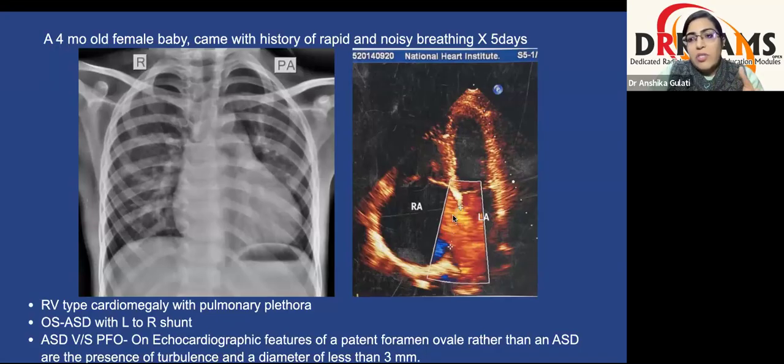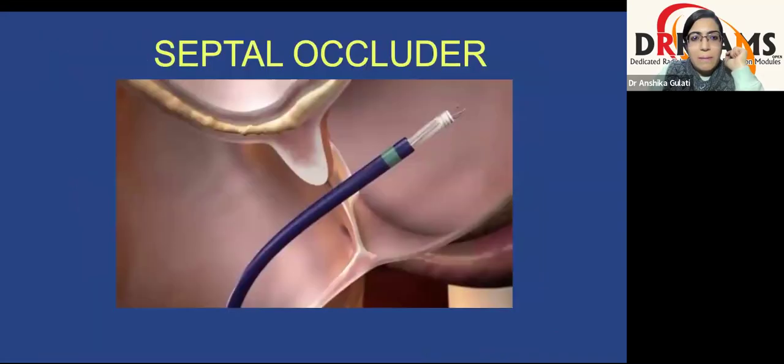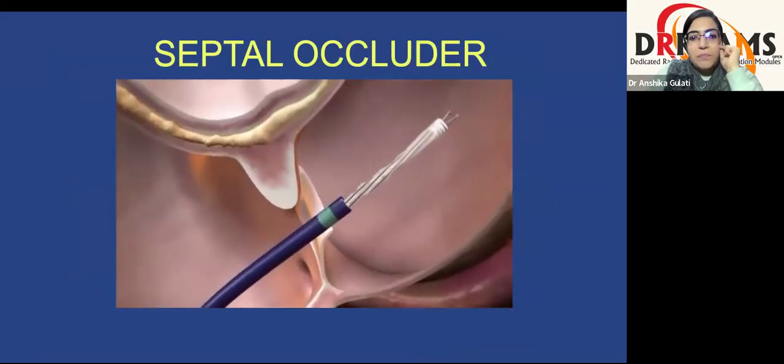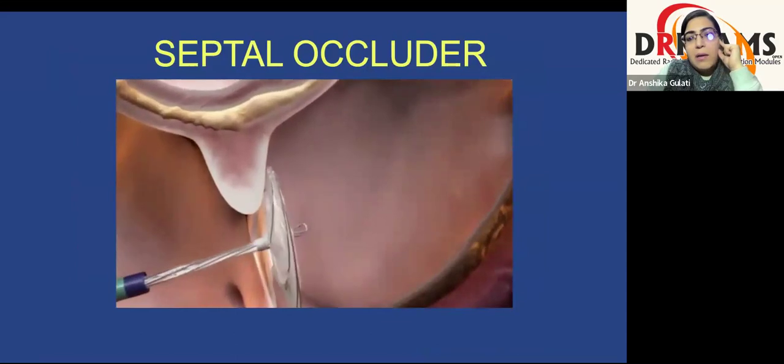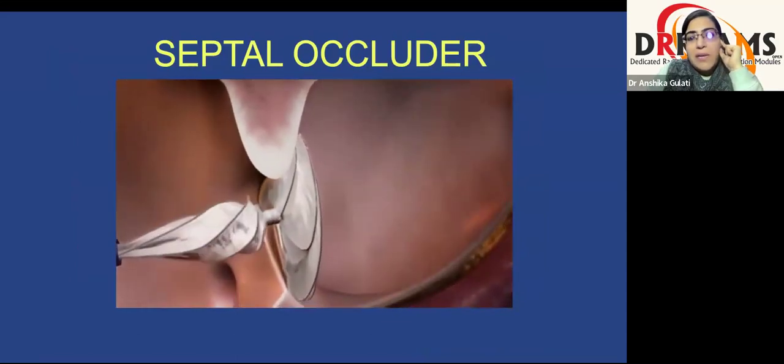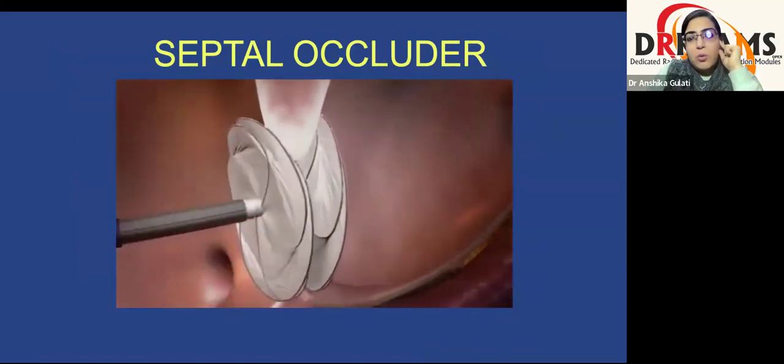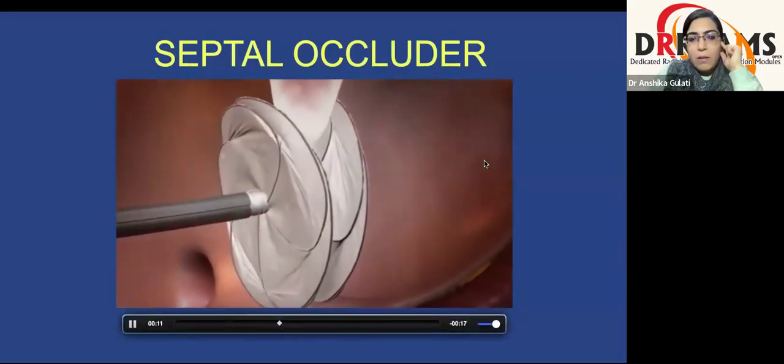So how do we differentiate it from a patent foramen ovale? PFO is usually less than 3 millimeters in size, and there will be turbulent flow seen on Doppler in PFO versus ostium secundum ASD. And how do they treat? It is treated now in cath labs only, where a catheter is passed across the femoral route, and a septal occluder is placed at the site of the defect to close the ASD.